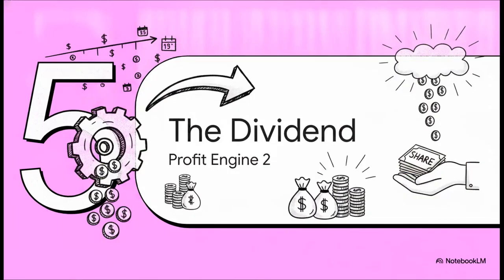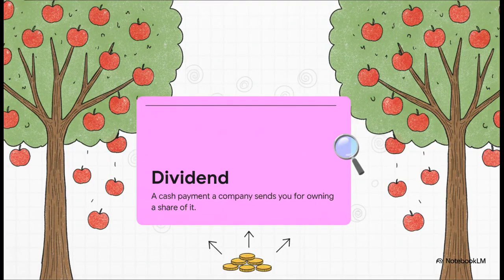Next up, Section 5, Profit Engine 2, the dividend. But hey, what if the stock price stays completely flat for an entire year? Welcome to the dividend. This is a profit engine that pays you without you having to sell a single share.